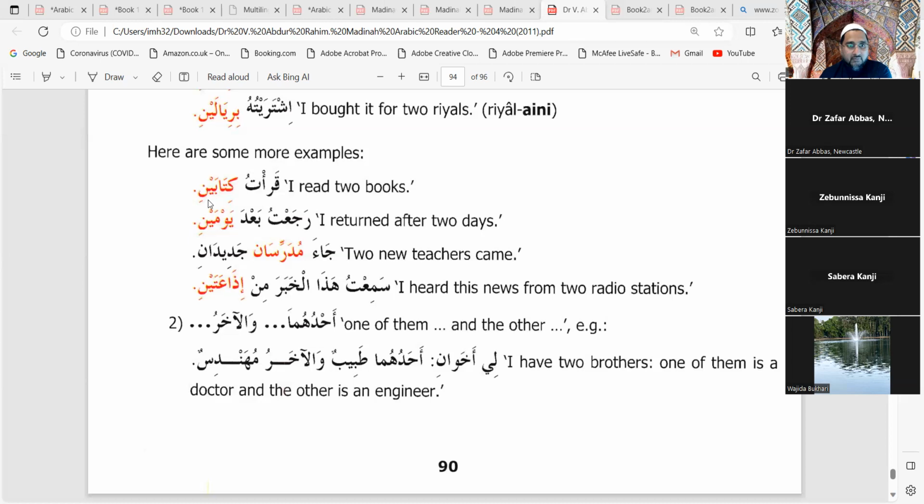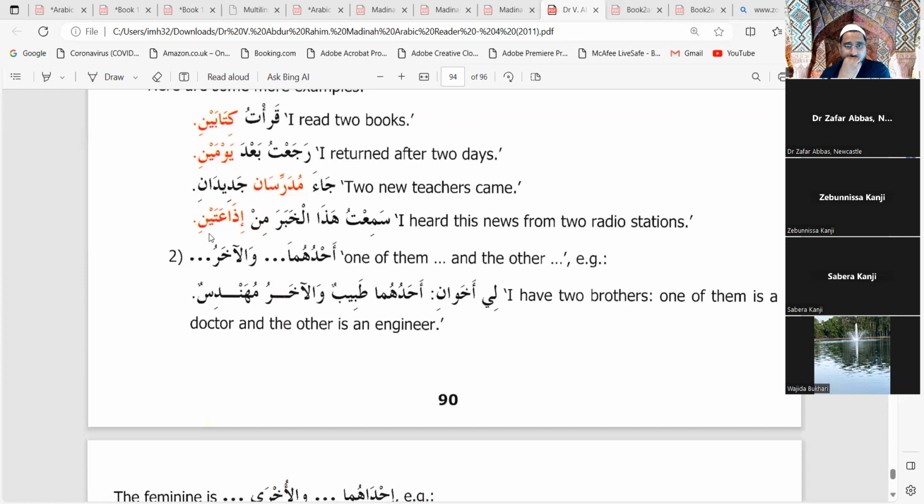Exactly. Okay. So original state, what would be the original? How would you say 2 books? كتاباني. Correct. And how would you say 2 days? يوماني. Correct. Brilliant. Continue now.